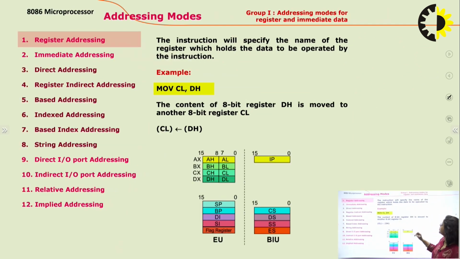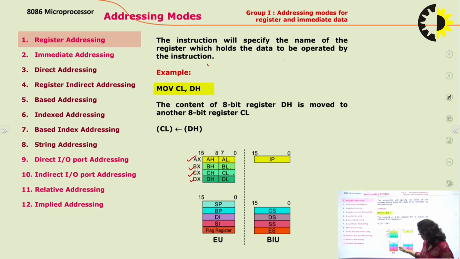In register mode, the operands are specified in registers only. In 8086, there are 4 16-bit registers AX, BX, CX, DX and 8 8-bit registers AH, AL, BH, BL, CH, CL, DH, DL.